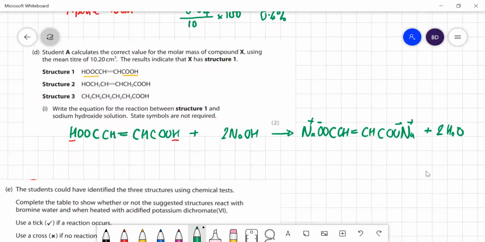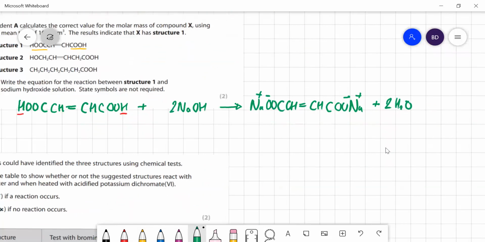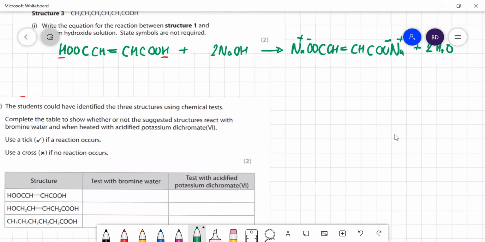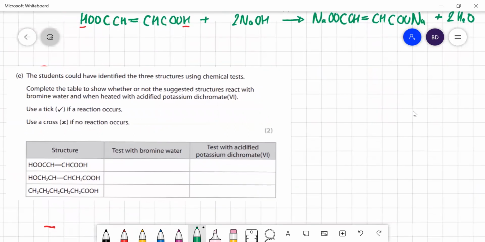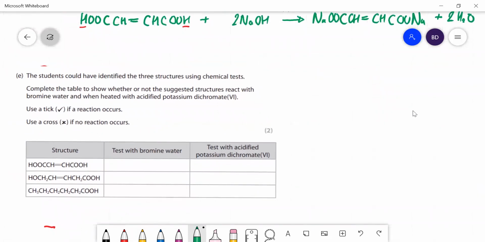Okay, the students could have identified the 3 structures using chemical tests. Complete the table to show which would react with bromine water or when heated with acidified potassium dichromate. Right, the test with bromine water detects double bonds and decolorizes it. So these 2 will decolorize the bromine water, and that one won't react. No reaction. The bromine water will stay brown.